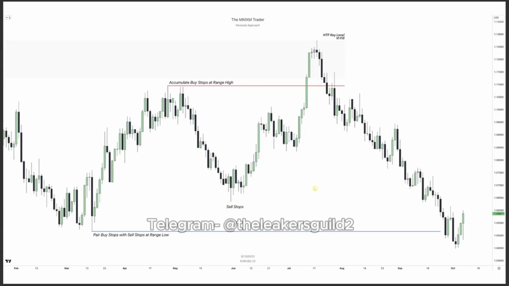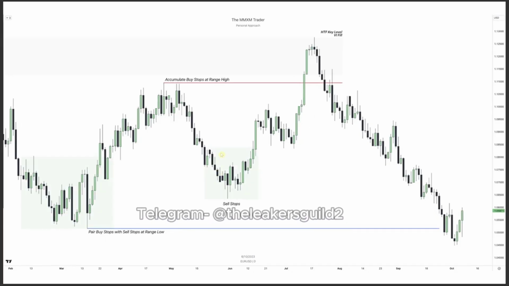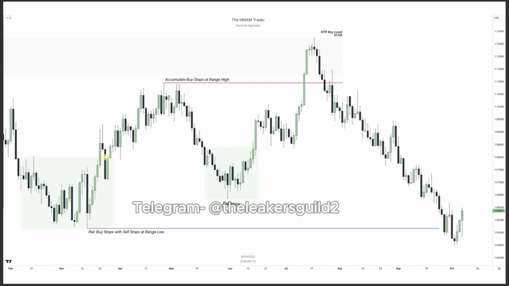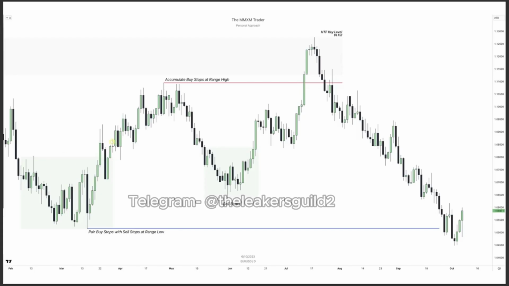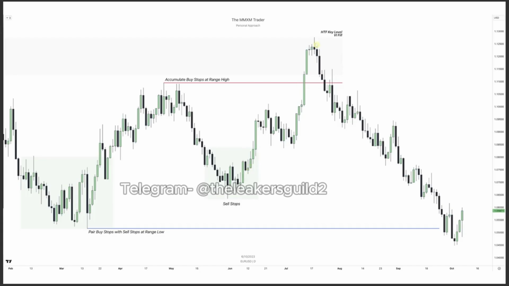Now we're on the daily chart, right? So in the weekly narrative, we have accumulated buy stops above an old high into a key level. You can see a market maker model actually, right? We've got a fractal market maker model. We've got a bigger range over here. Price comes back into it, another accumulation phase here, and then we run those buy stops.